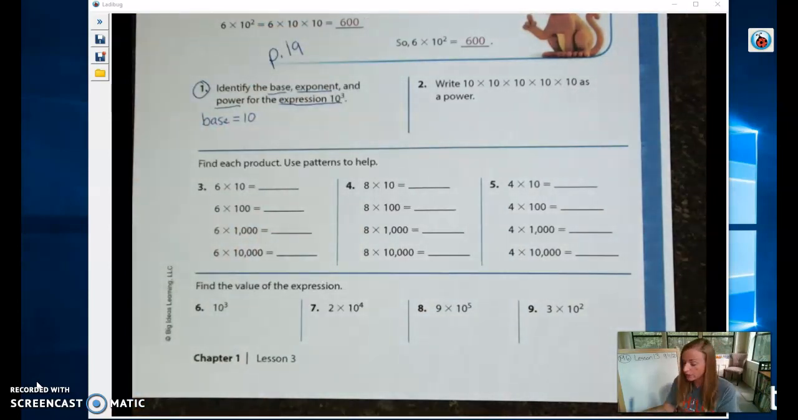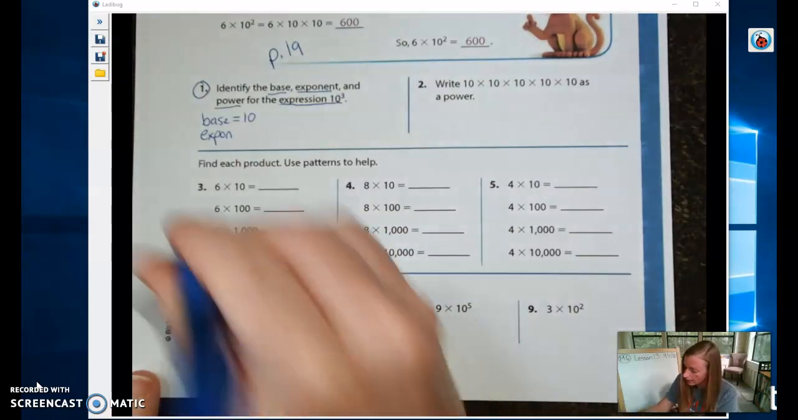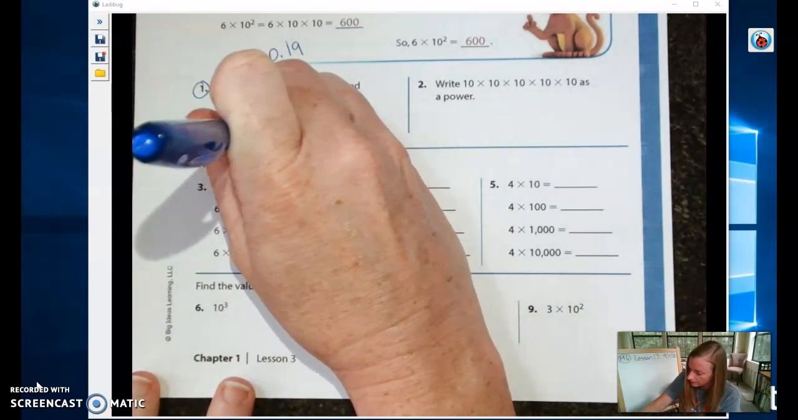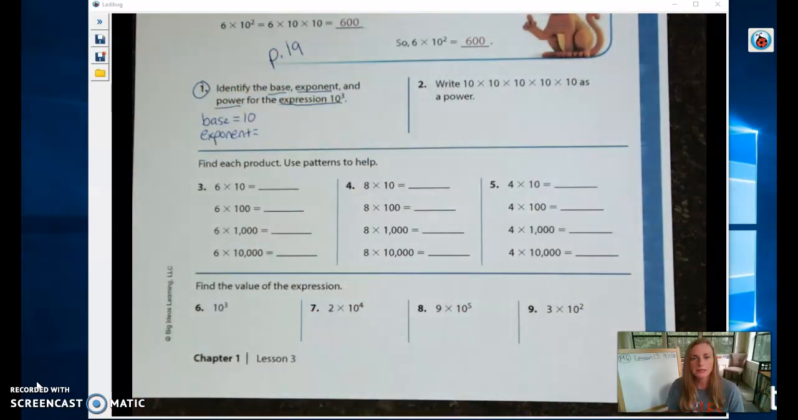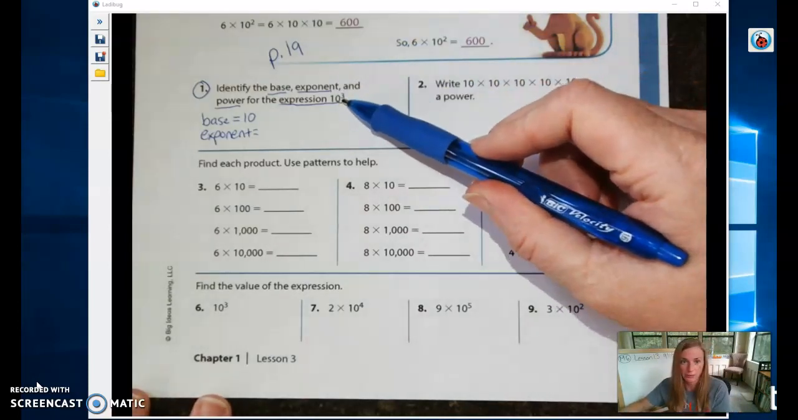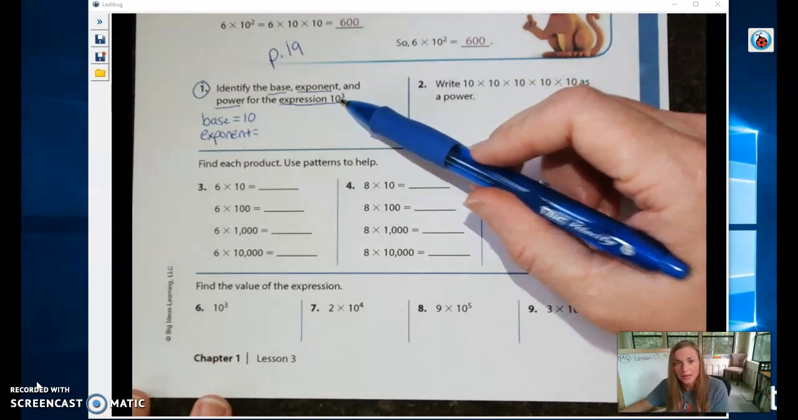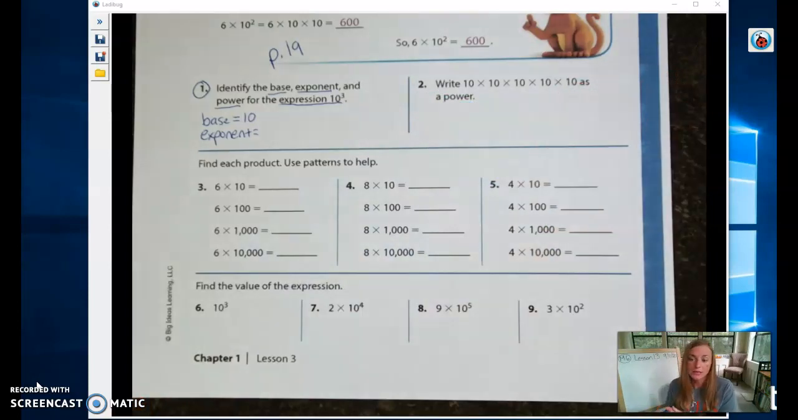and the exponent, E-X-P-O-N-E-N-T, the exponent is the number that's written a bit higher up. It's got smaller type, or when you're handwriting it, you write it a little bit smaller. And in this case, the exponent is going to be 3. So you can see that 3 is floating and it's a bit smaller. That's how we can tell that it's the exponent rather than the base.